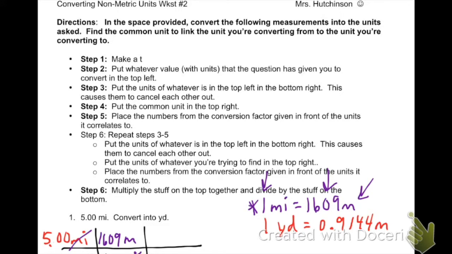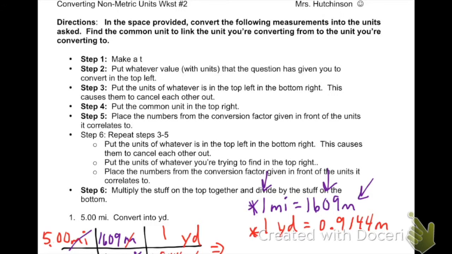We're then going to use our next conversion factor, so this next one here. That gets us from meters to yards. So we're going to place our unit of meters in the bottom right. We'll place our unit of yards in the top right. That way our meters can now cancel. We're going to place the appropriate numbers in front of each unit. So now we've got 1 yard equals 0.9144. And we're going to multiply straight across.